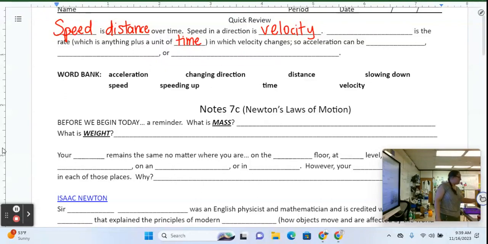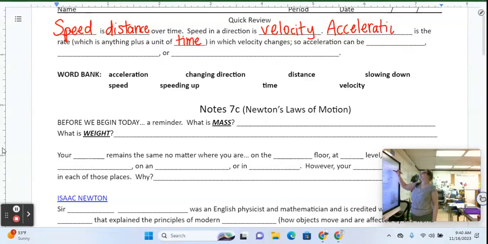People that are absent. Zane. Acceleration. Acceleration is the rate, and a rate is anything plus a unit of time. Acceleration is the rate in which velocity changes. So acceleration can be, Promise, changing direction. I'm going to put it on this last line so I have enough room for it. But if you manage to fit it in that first line, it's not wrong. That's just the place that I have the most room to fit it.